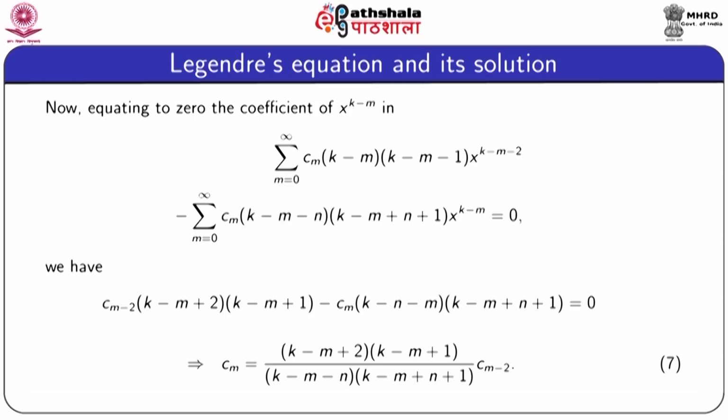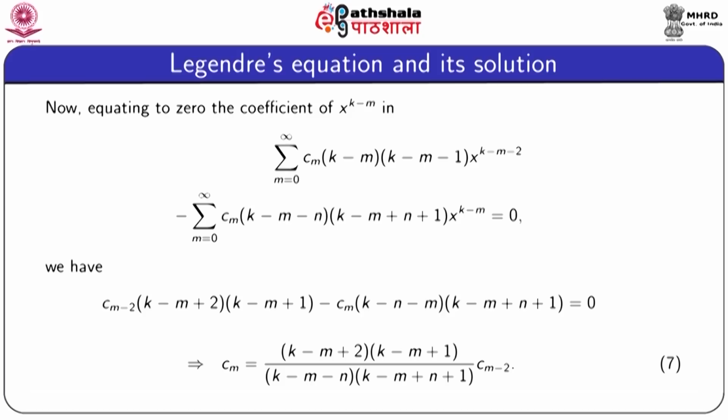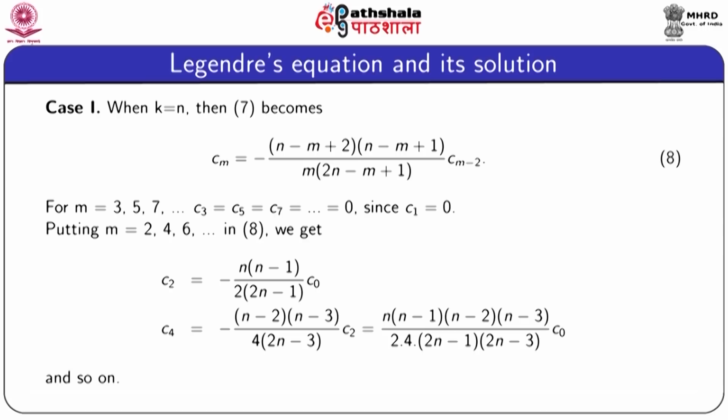Case 1, when k equal to n, we substitute this value in this particular expression. When you do that, you get an expression: minus (n minus m plus 2)(n minus m plus 1) divided by m (2n minus m plus 1) into c m minus 2. Now, in this recurrence relation, you substitute m equal to 3, 5, 7 and so on, all the odd numbers.